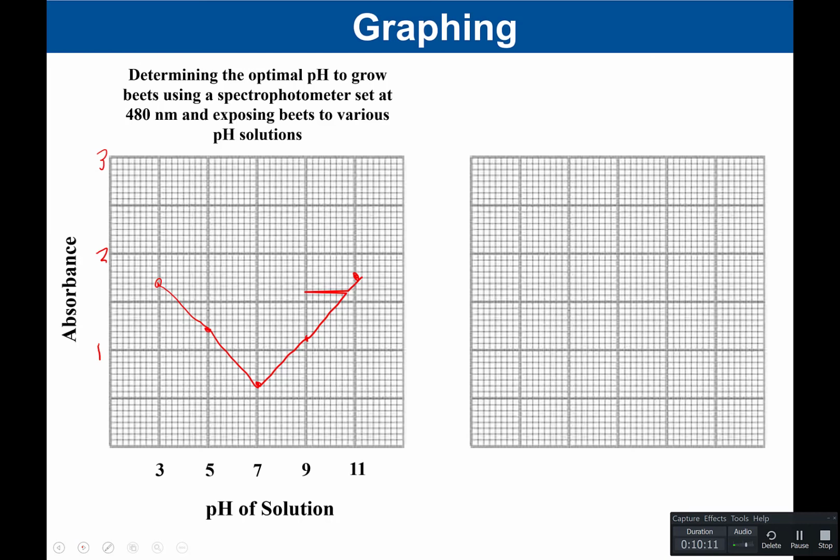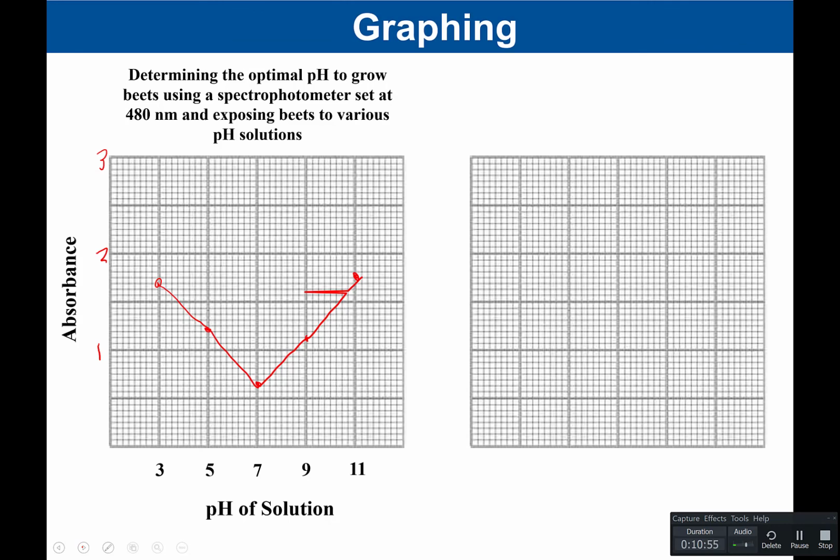And so you want to look at your graph and you want to determine what is the optimal pH to grow beets. So again, are we looking for the lower absorbance or the higher absorbance? Think about what that means. If we have a low absorbance, do we have less pigments or more pigments? Remember we said if we have a low absorbance, that means we have less pigment, right? Not as much pigment is being absorbed. So lower absorbance equals less pigment, which means it has the least amount of damage to the cell membrane. So you'll look at your graph and you'll use your graph to determine what is the optimal pH to grow beets.